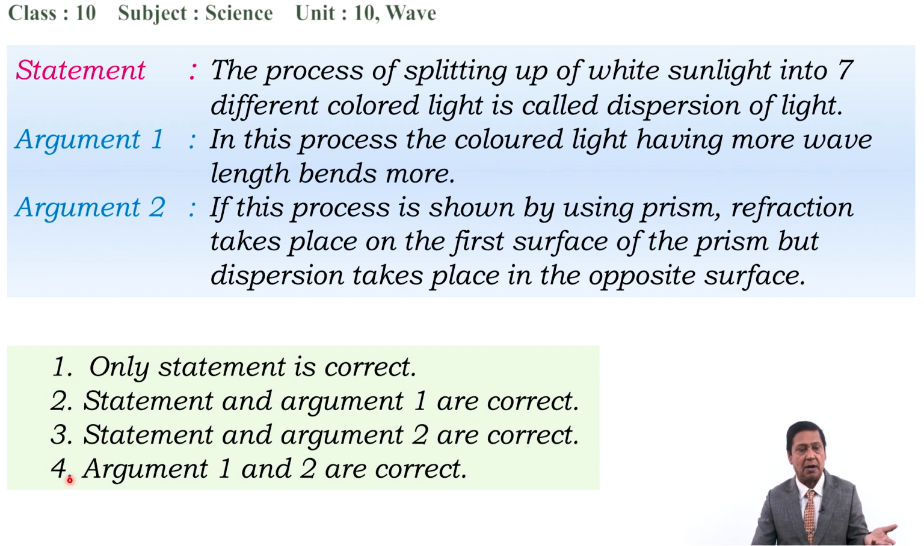Now what about number 4? Argument 1 and 2 are correct. These two arguments are incorrect. That's why number 4 is completely wrong. We have to come back to the first. Only statement is correct. This is the correct option among these 4. That's why we have to take it.